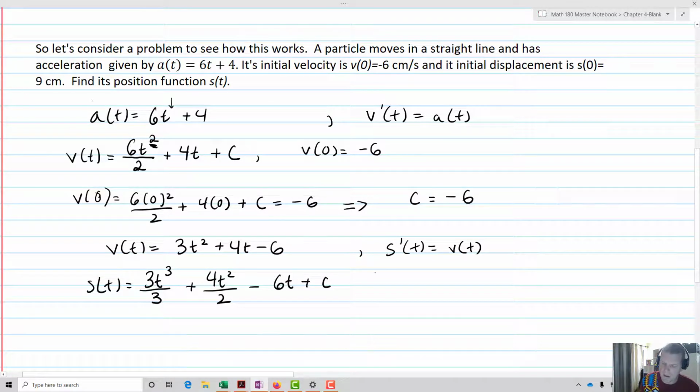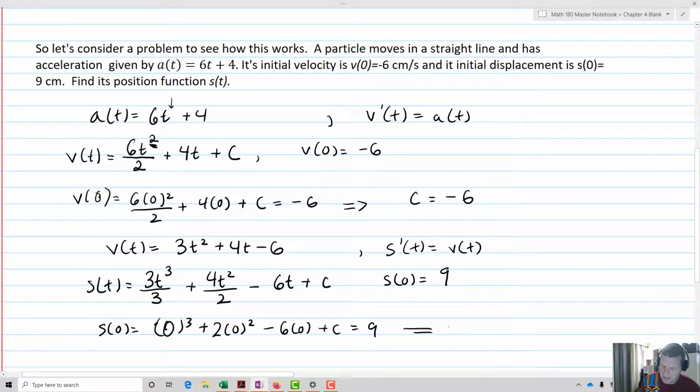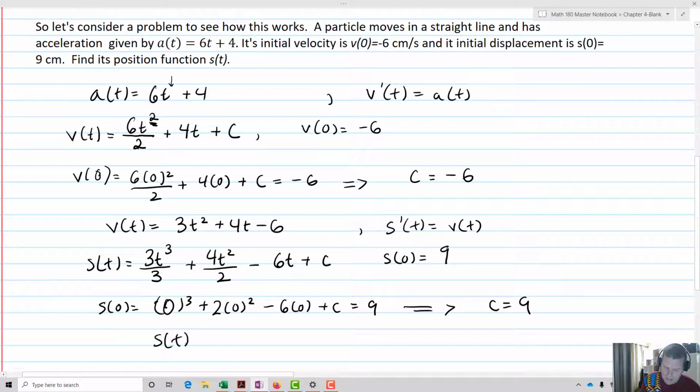We're told that s of 0 equals 9. And so this is going to be s of 0 equals 0 cubed, because we'll just simplify. This will end up being 3t cubed over 3, so that's just t cubed. 0 cubed plus 2 times 0 squared minus 6 times 0 plus c equals 9. And so that gives me that c equals 9. So s of t, my position function, is going to equal t cubed plus 2t squared minus 6t plus 9.